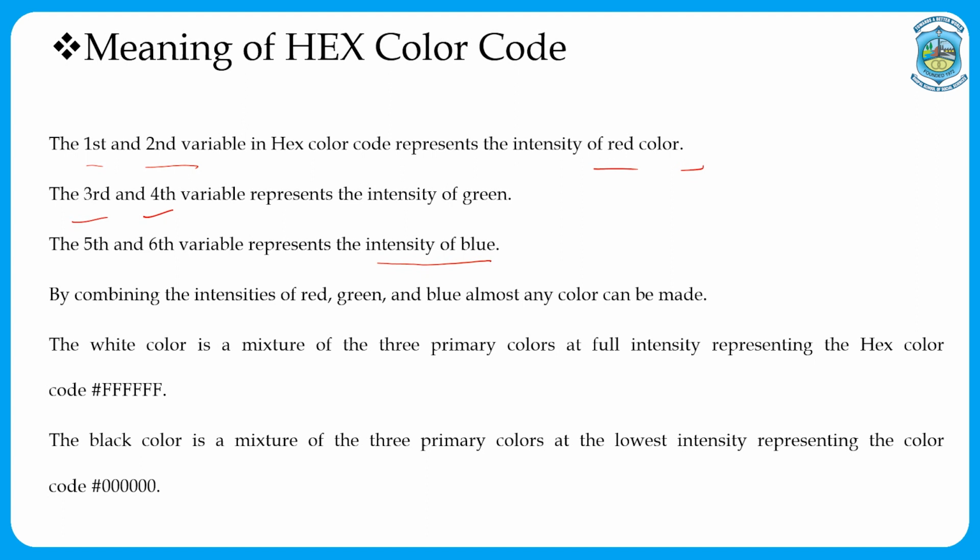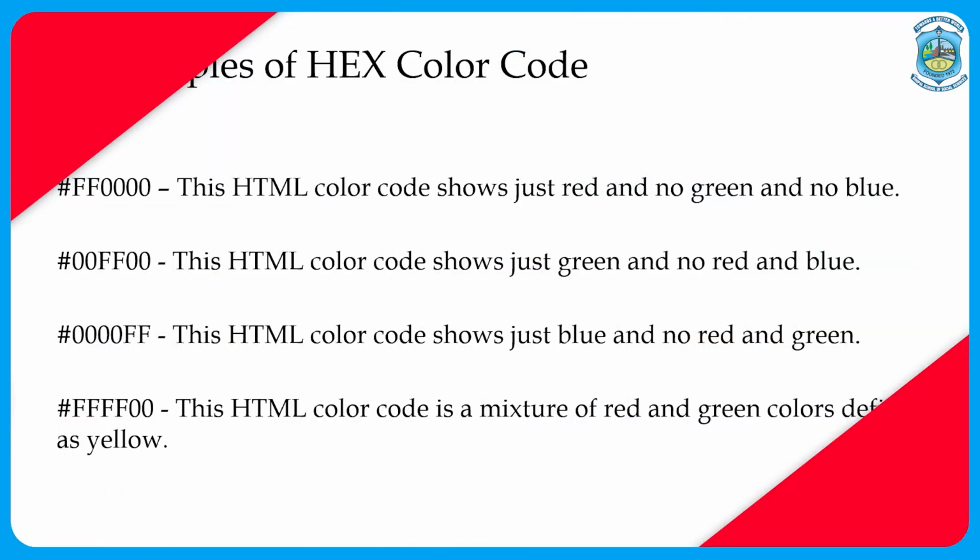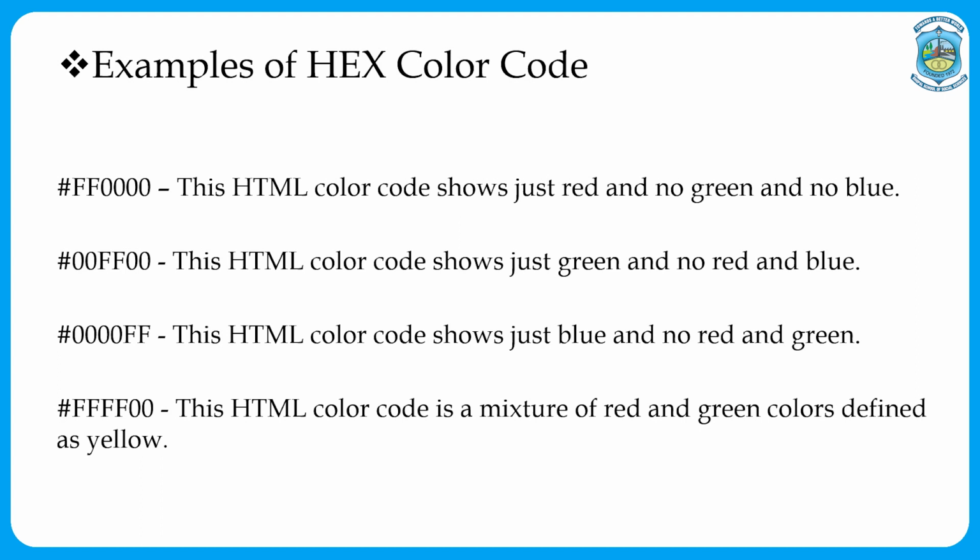And the white color is a mixture of 3 primary colors at full intensity, represented by the hex color code hash F 6 times, and the black color is a mixture of 3 primary colors at the lowest intensity, represented by hash followed by 6 times 0. So, these are some of the examples of hex color code.